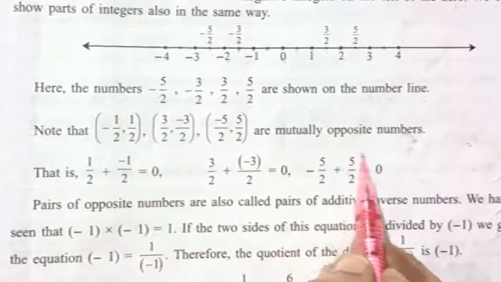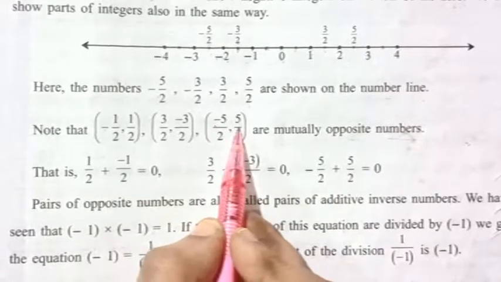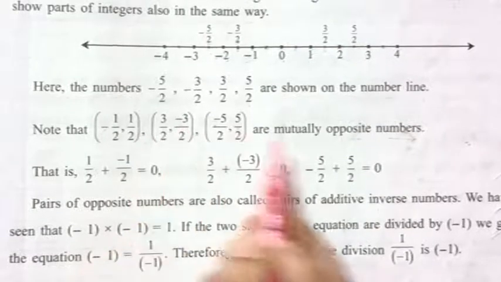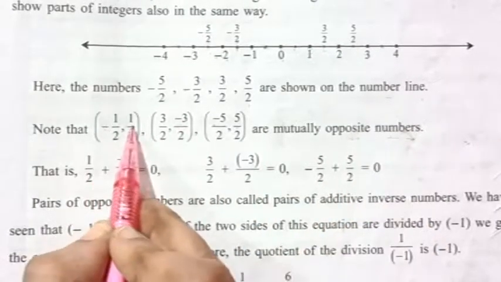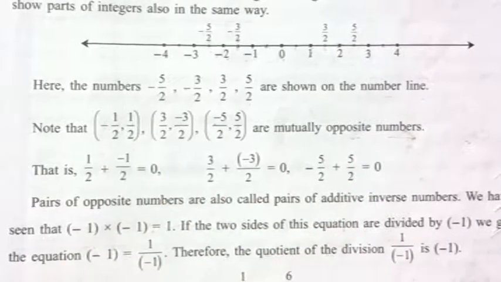So they are mutually what? Opposite numbers. Here minus, here positive. Negative, so positive, because opposite. Here positive, so here it becomes negative. Why? Because opposite. Here minus, here becomes positive. Why? Because those are opposite numbers. Is that clear, everybody?